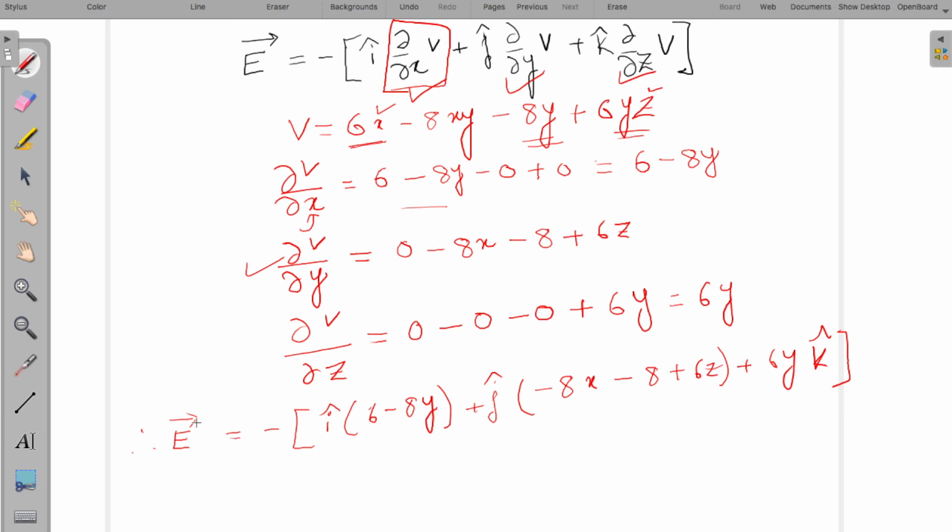So coming back to the question, the electric force is to be calculated at the point 1 1 1. So we are going to calculate the value of E at point 1 1 1.